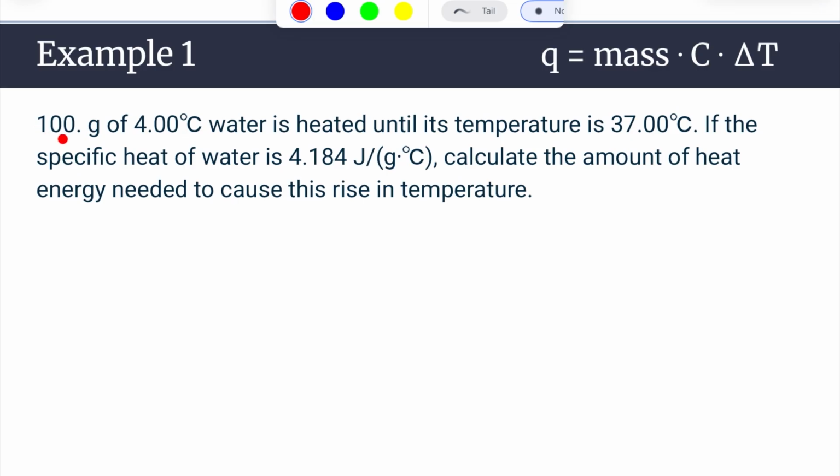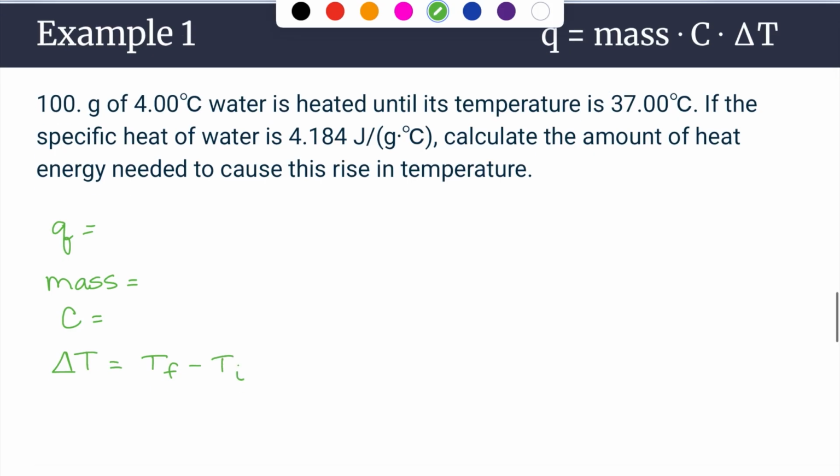So if we have 100 grams of 4 degrees Celsius water that is heated until its temperature is 37 degrees Celsius, and the specific heat of water is 4.184 joules per gram times degrees Celsius, calculate the amount of heat energy needed to cause this rise in temperature. So with something like this, staying organized, looking at what we have, I like to go through and write out my variables, and then I can look at what my question is asking for, what things I need to find. And remember with that delta T, that's temperature final minus temperature initial.